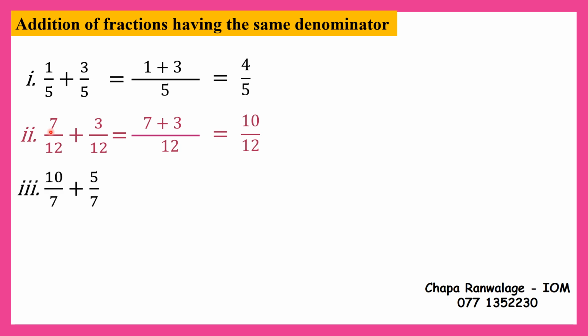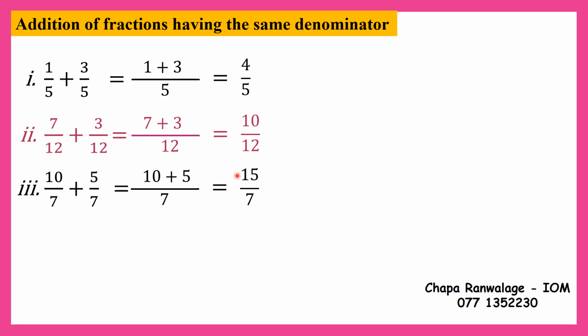And the third case is where the denominators are the same, then the common denominator is what? 7, no? And 10 plus 5 becomes 15. And here, this is not the final answer. Children, this is very important. This is not the final answer.